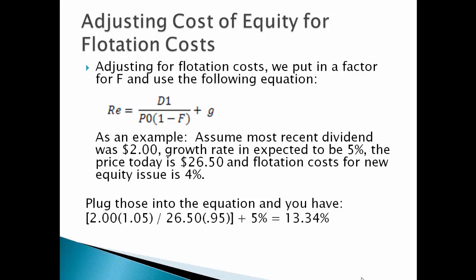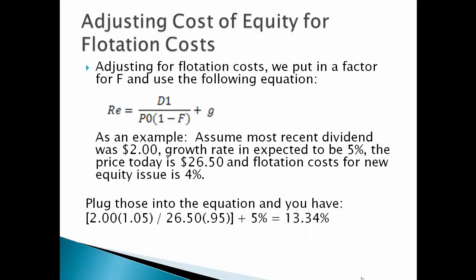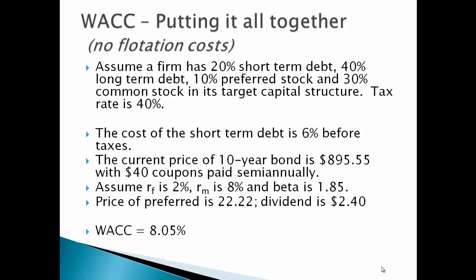So if we plug everything in, the only tricky part would be to figure out what the next period's dividend is going to be. And that's simply going to be the most recent dividend of $2 multiplied times 1 plus the growth rate. So in our numerator, we would have $2.10. The denominator is P sub 0 times 1 minus F, or $26.50 times 0.95. We take the answer and add 5% to that. And so our estimate for the cost of equity, including flotation costs, would be 13.34%.